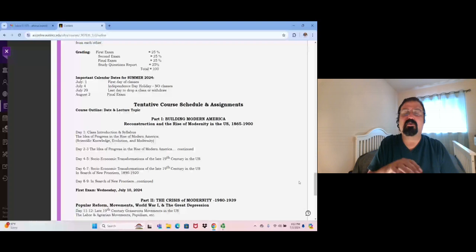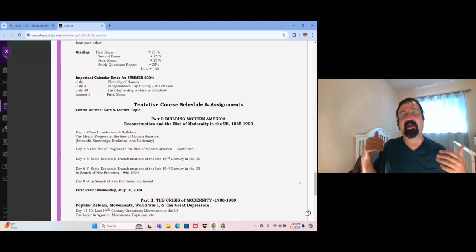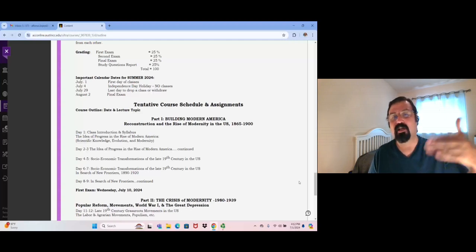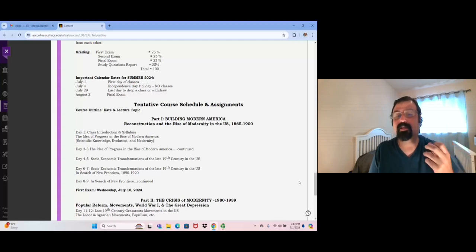So this is the grading distribution. 25% each for the main exams and assignment: first, second, and final exams, 25% each. The report is 25% as well. Now, if you consider also doing the extra credit assignments, that's another factor that comes into play for the final grade. So there's plenty of room for improvement.